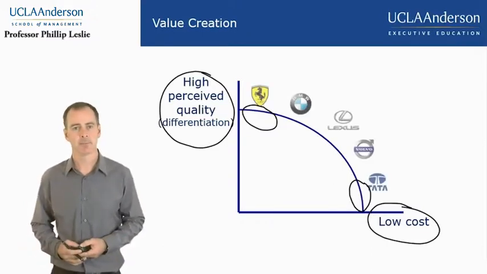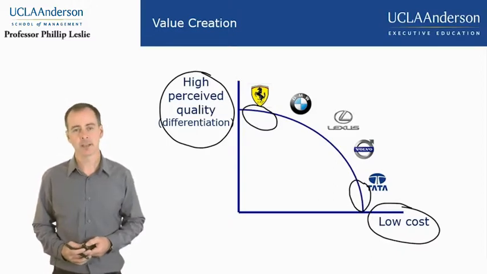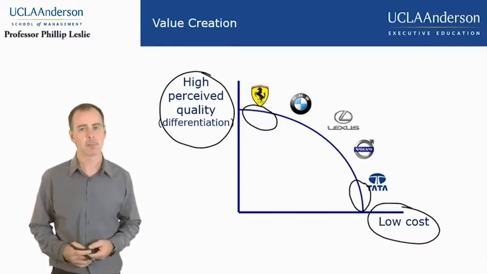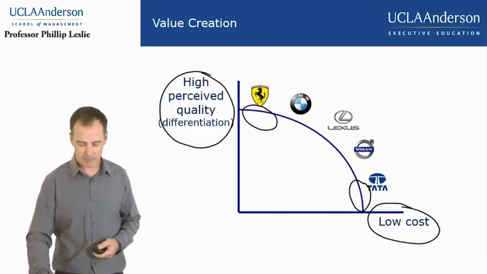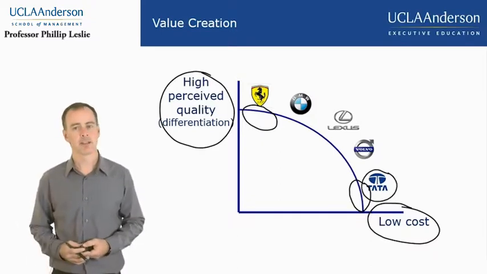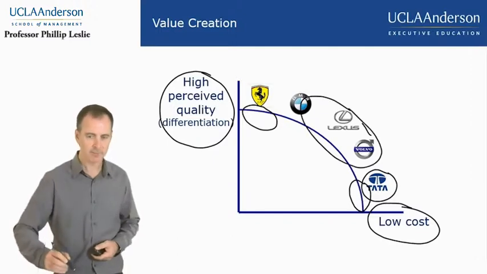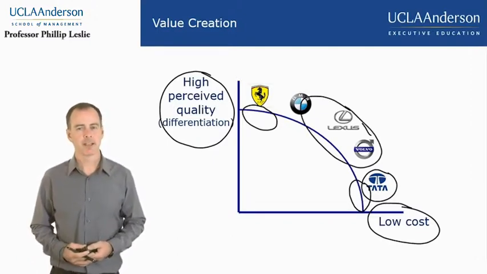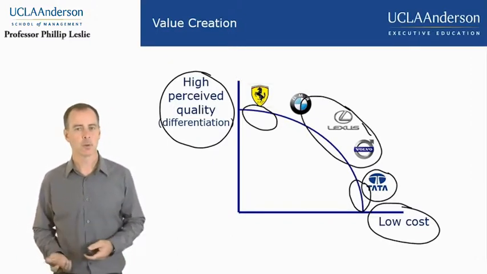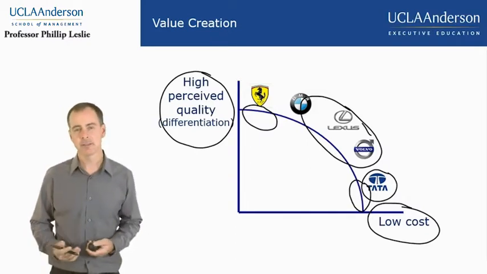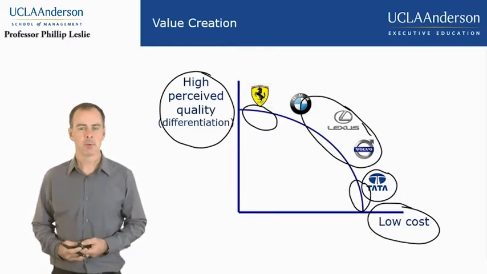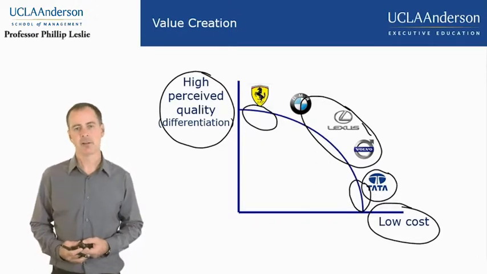Let's think about an example. Here's the car market. We have very high quality, high cost car providers such as Ferrari and BMW. And at the other end, we have our low cost, low quality providers such as Tata. And then in the middle, there's a variety of different companies who are providing a combination of cost and quality that's distinctive from the other firms, but which is in some sense about providing great value.